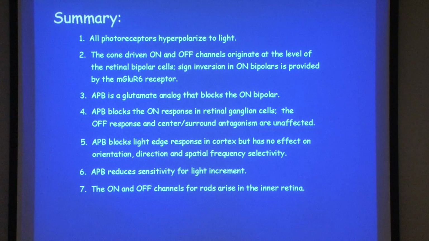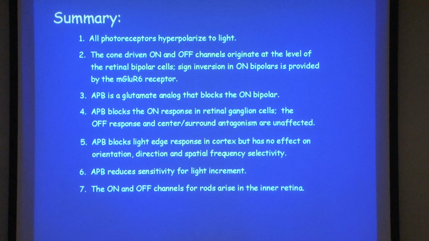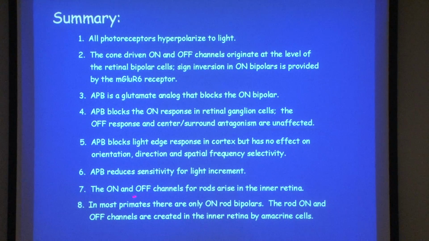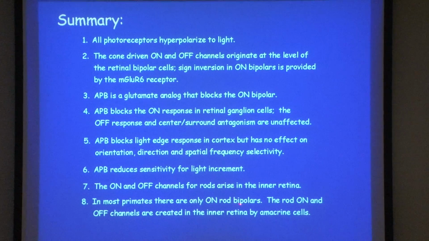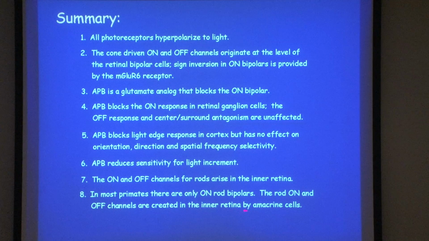And I should add here that there's only one kind of rod bipolar, which is the on type. There are no off type rod bipolars. In most primates there are only on rod bipolars. The rod on and off channels are created in the inner retina by the amacrine cells, predominantly by the so-called A2 amacrine cell, as I told you.